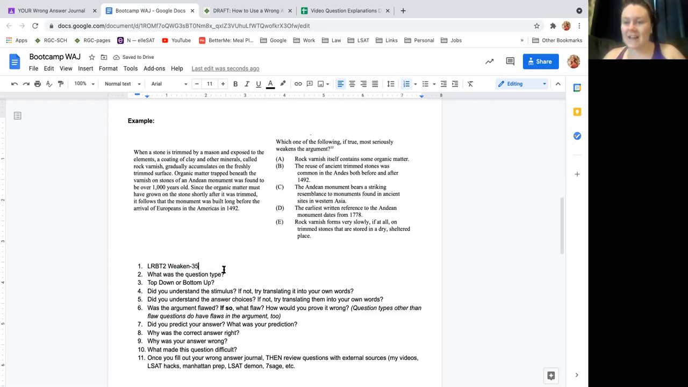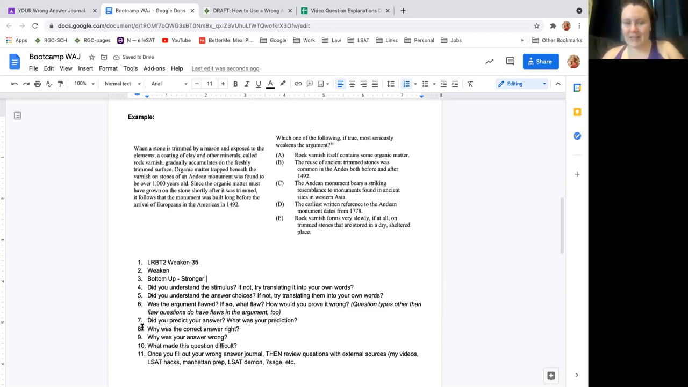What is the question type? So going back to what our question types are, you can see that on the study guide or on a different piece of paper, but I know that this is a weekend question. Is this top down or bottom up? Weekend questions are bottom up, so I know I tend to want a stronger answer. If you're confused on what this means, there is a video called Top Down Bottom Up that you can go ahead and see what question types are which.